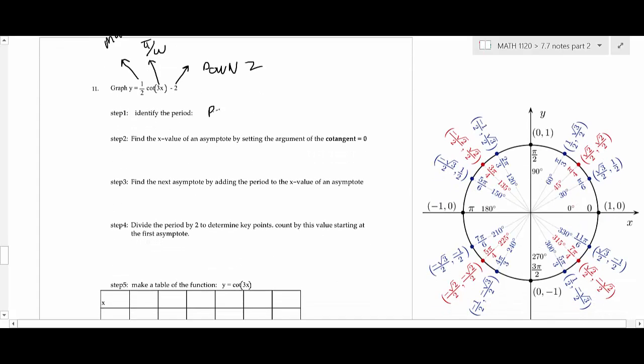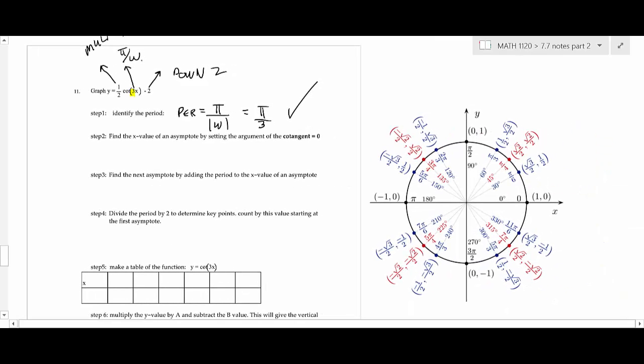Here's what we're going to do. The period is where we need to start. The period formula is pi over omega. Omega is 3, so we have pi over 3. That's very important. We've now established the period is pi over 3, so we need to find the asymptotes. This is the whole key to the problem, going through these first 4 steps. You do that, you'll do well.